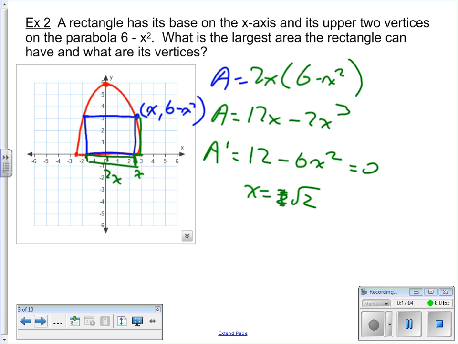Set up a sign chart. What's the smallest I could actually have? What's the smallest x could be? 0. What's the largest it could be? Square root of 3. Right? From what we solved here, square root of 3.